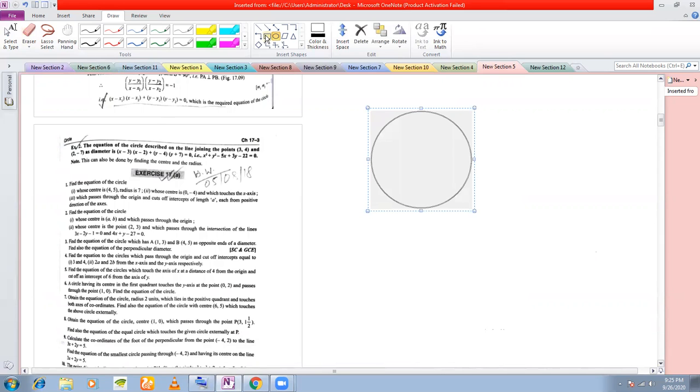Now suppose if this is your circle, okay, and you have a diameter, and the coordinates of the extreme points of this diameter, any one diameter out of the infinite number of diameters, is given to you as (x1, y1) and say (x2, y2). In such a case, this is called the diameter form. This is also a standard form. Diameter form.